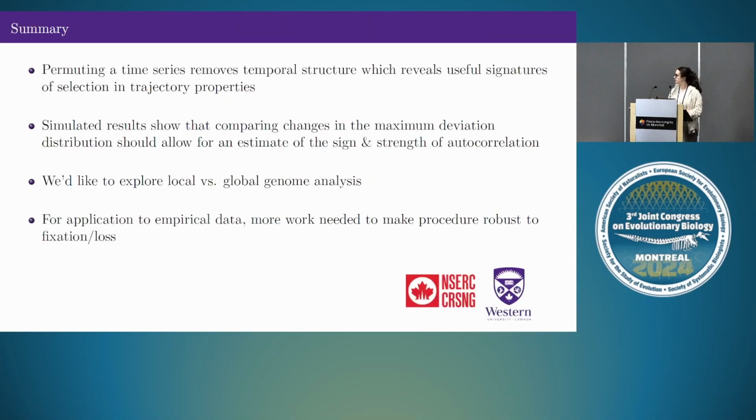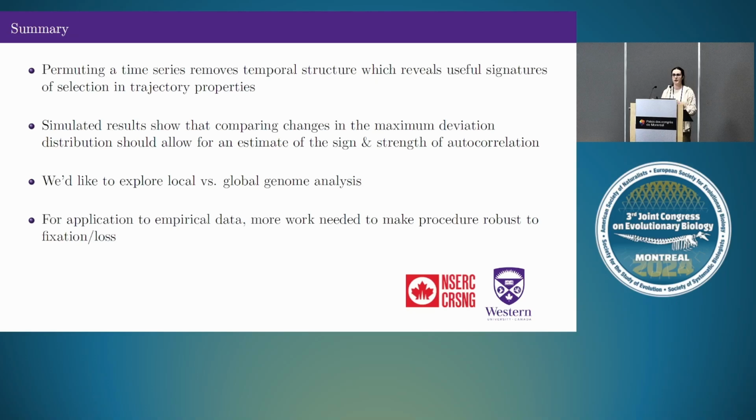But to sum it up, we found that permuting time series removes temporal structure and reveals useful signatures of selection. In particular, the changes to the maximum deviations of the trajectories give an estimate to the sign and strength of autocorrelation. Going forward, we also want to look at local versus global genome analysis. Right now, we've been assuming one alpha value for the entire time series, but we know that certain areas of the genome may experience linked selection. And so it may be the case that using different alpha values for different sets of nearby alleles may be more appropriate.